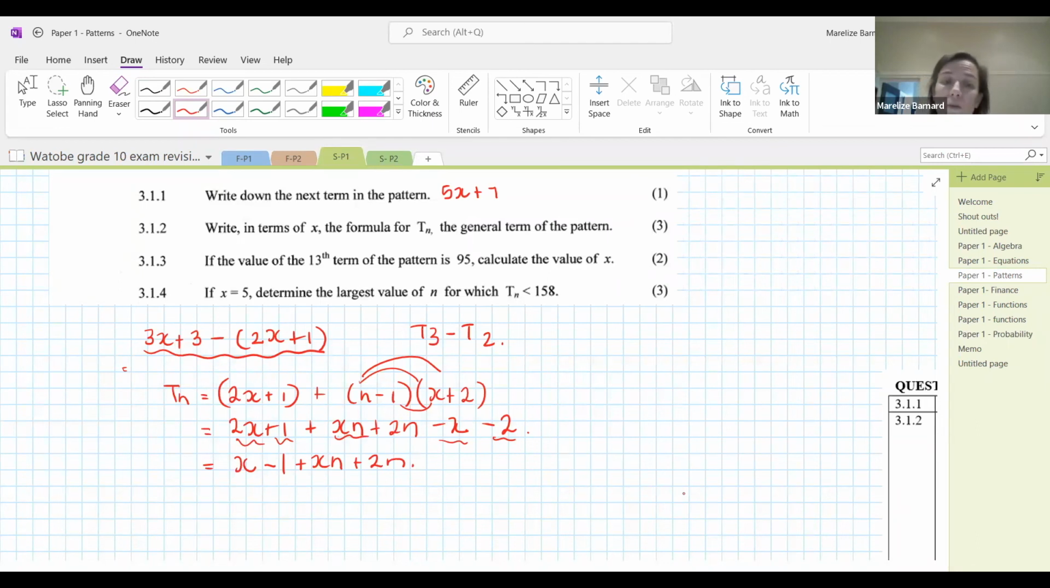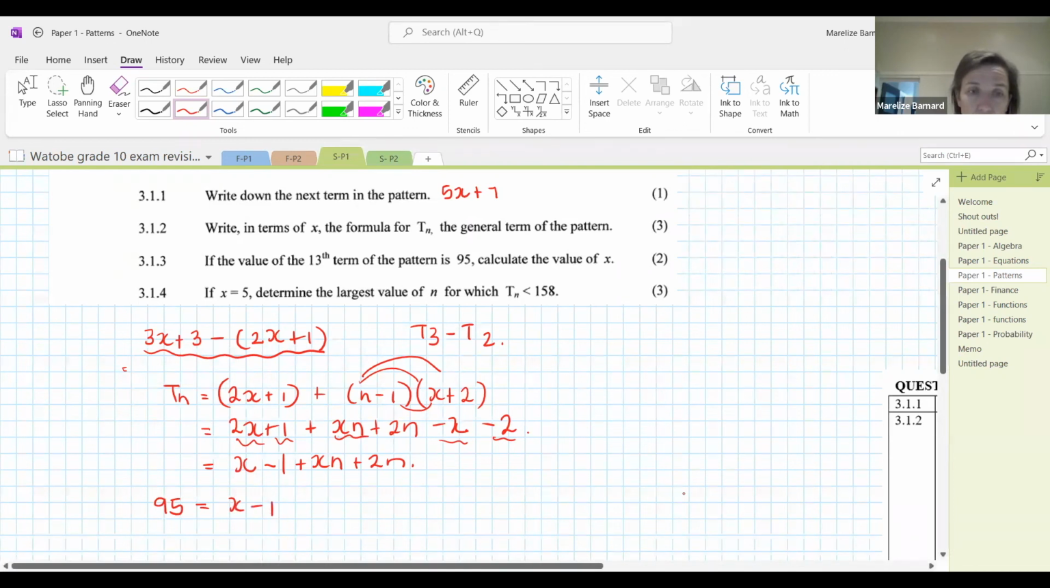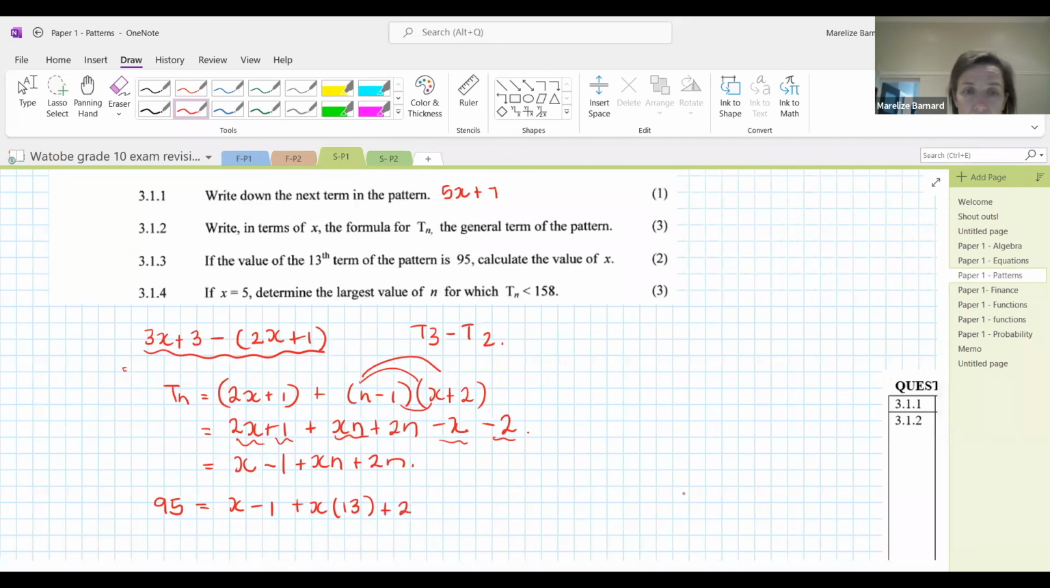So now that we can use to work out any term. So it says here, if the value of the 13th term is 95, calculate the value of x. So we can take this now and say, okay, so my Tn is 95. This 13th term is 95. x is what I'm solving for, and my n is 13. So I can replace my n with 13.